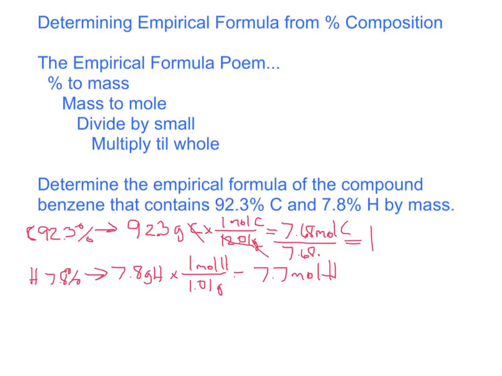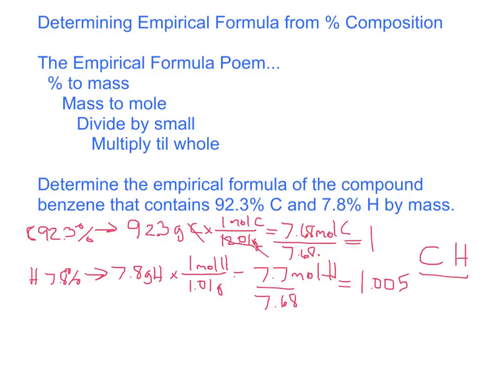Okay, we then get 1. You divide 7.7 by 7.68, and you get 1.005. So the bottom line is they're both virtually the same number. So the empirical formula in this would be C1H1. There is no multiply to get to whole.